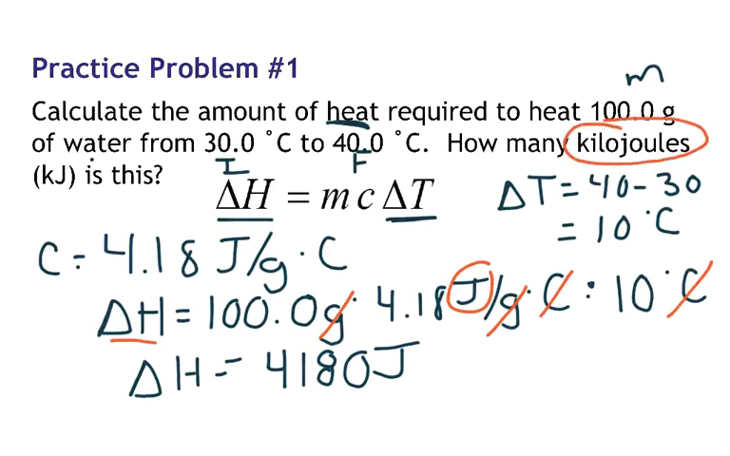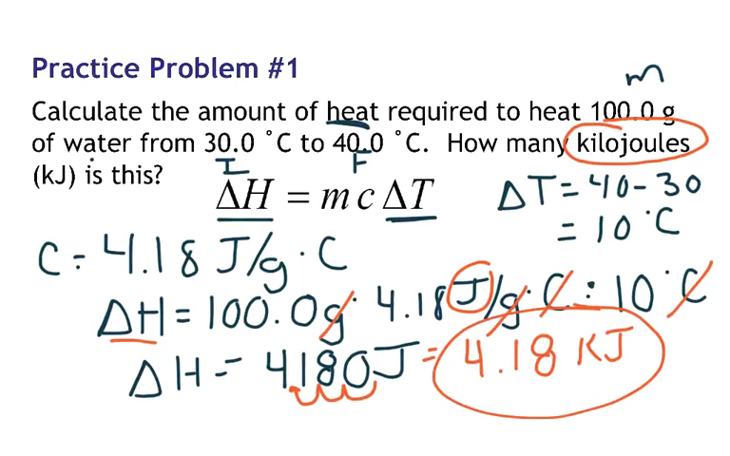So a little blast from the past, first semester. Remember, kilo means 1,000, so in this case, I'd move my decimal over 1, 2, 3 places. So my answer would be 4.18 or 4.180 kilojoules.